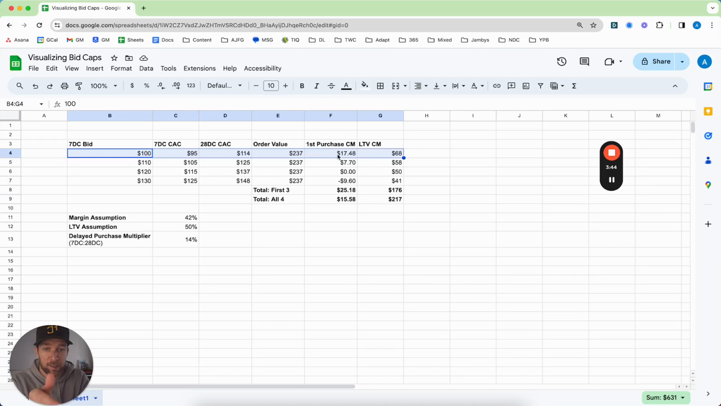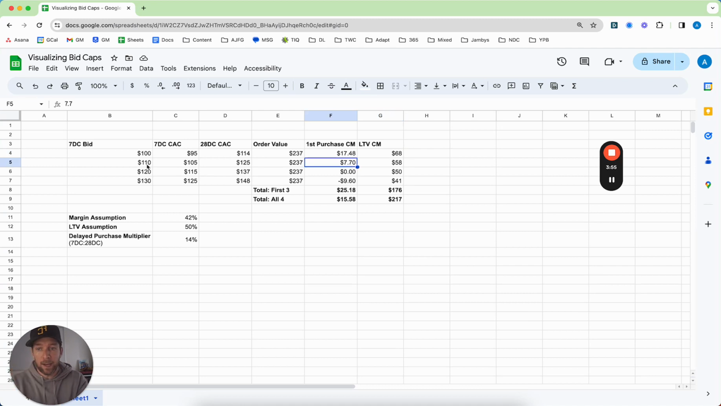I get a first purchase CM of $17.48. I get an LTV CM of $68. So within the first year, I'm getting $68 worth of contribution margin on this customer. Okay, if I bid 110, I'm getting an incremental conversion that also produces $7.70 right away, and then another $58 over the course of the year, okay, over the course of the LTV. If I bid 120, now I've added another conversion that's dead break even, so it gives me nothing on first purchase, but it gives me $50 over the course of the year versus LTV.